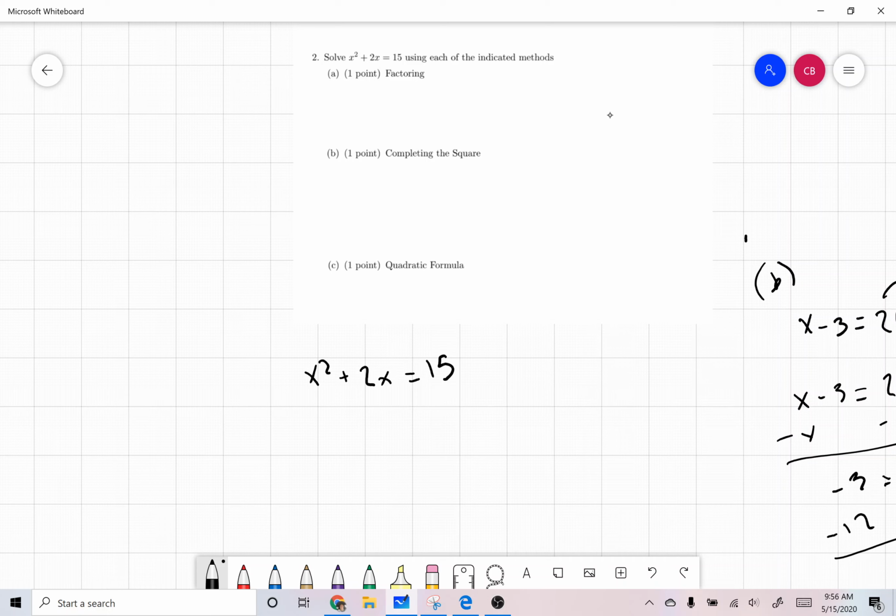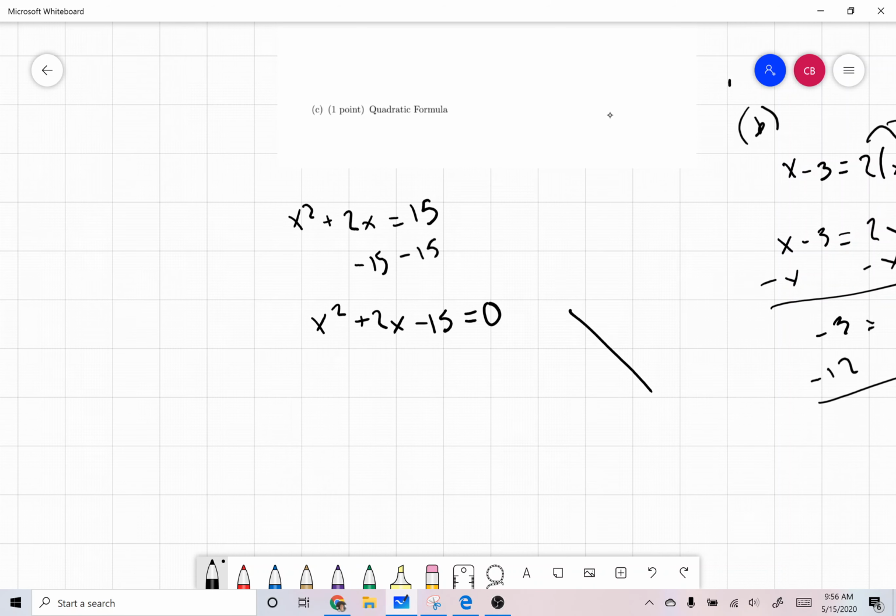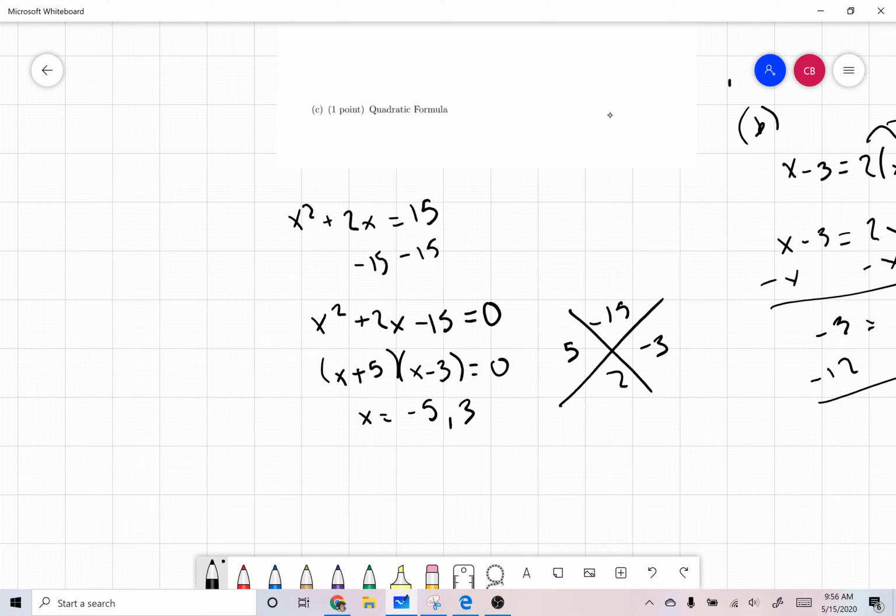So if we do this by factoring, then we need to get it equal to 0. So we have x squared plus 2x minus 15 is equal to 0. If we factor, we have negative 15, we have positive 2. So this means a positive 5 and a negative 3. X plus 5, x minus 3. So x is negative 5 or 3. Okay. So that's the first method.